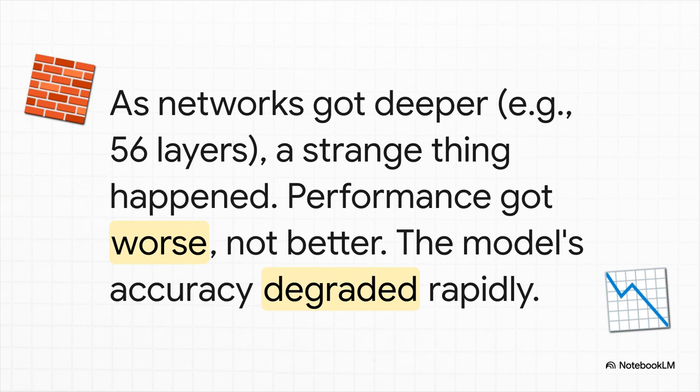When they tried to build a network with, say, 56 layers, it actually performed worse than a network with only 20 layers. What was happening was that the learning signal, the information that helps the network adjust itself during training, was getting weaker and weaker as it traveled backwards through all those layers. By the time it got to the early layers, it had pretty much disappeared. The network was just too deep to learn properly.